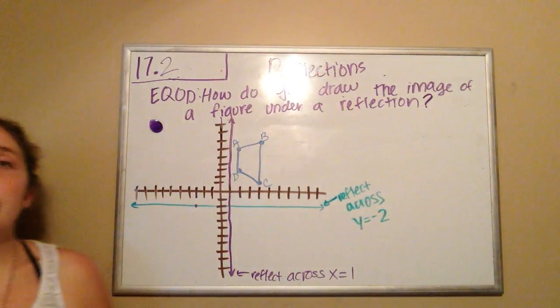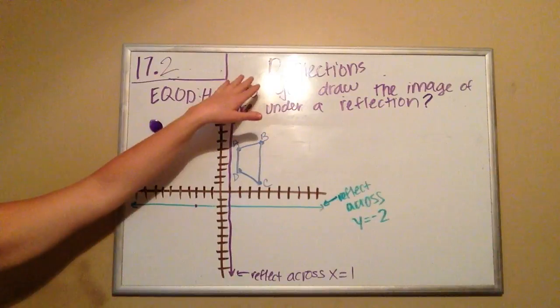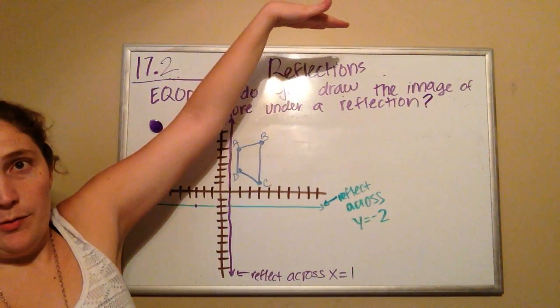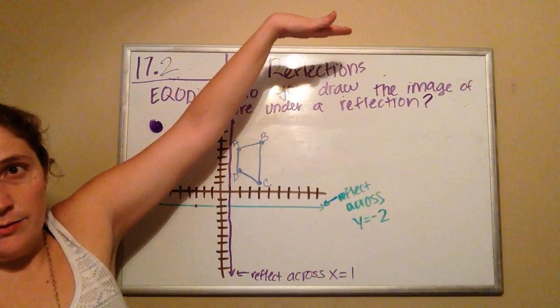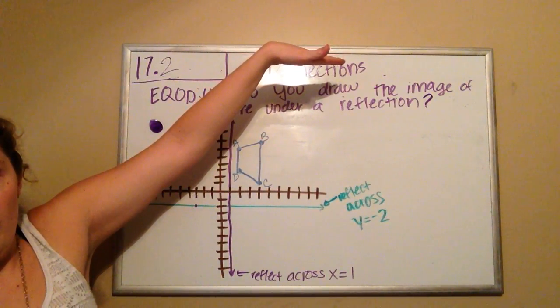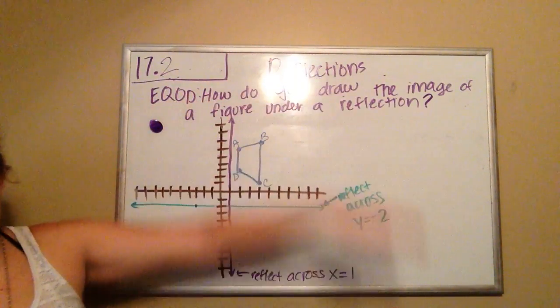Alright, for 17.2, this is also going to be hopefully pretty short. This right here says reflections. Okay, so that's what we're talking about. And the essential question is, how do you draw the image of a figure under a reflection?